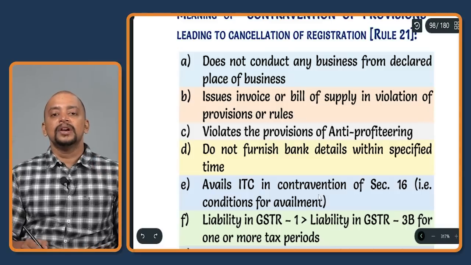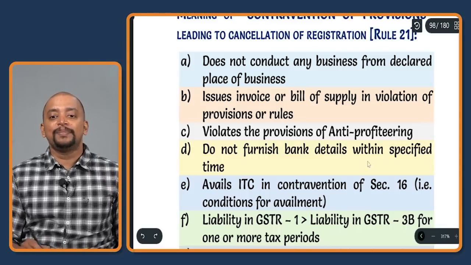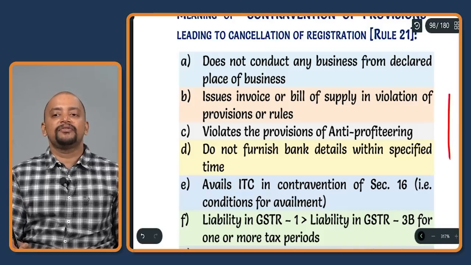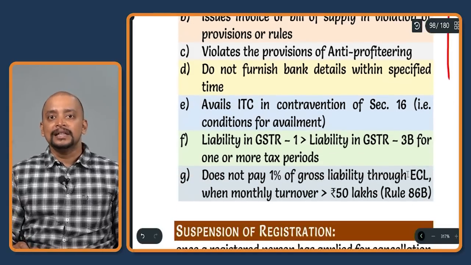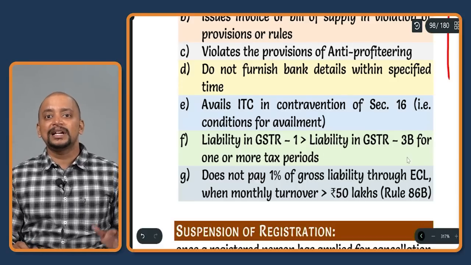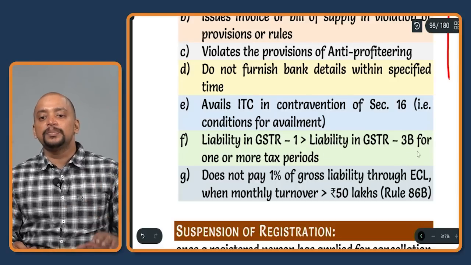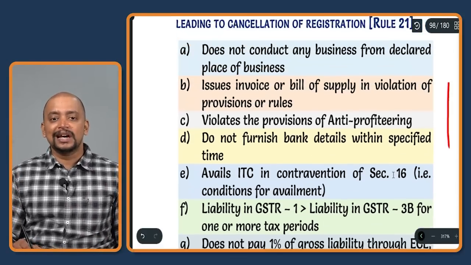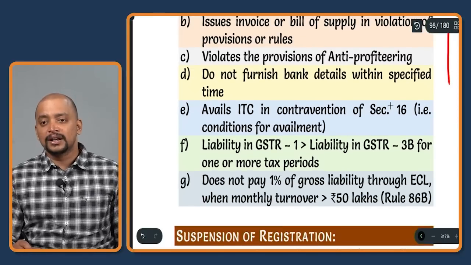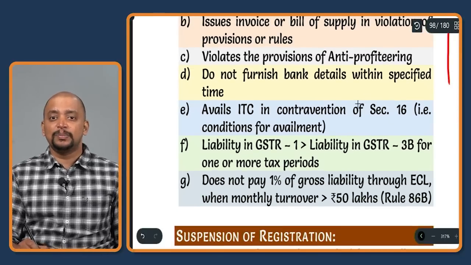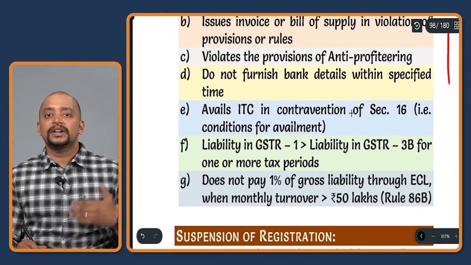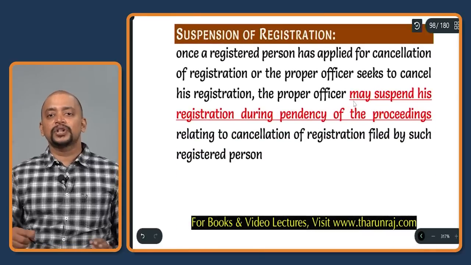Then 3 violations: violation of furnishing of bank details, violation of anti-profiteering, and violation of payment of 1% through gross liability. Then one more point, that is liability in GST 1 greater than 3B for 1 or more tax period. These are the 7 cases where the registration of a person will be cancelled on the grounds of contravention of provisions.